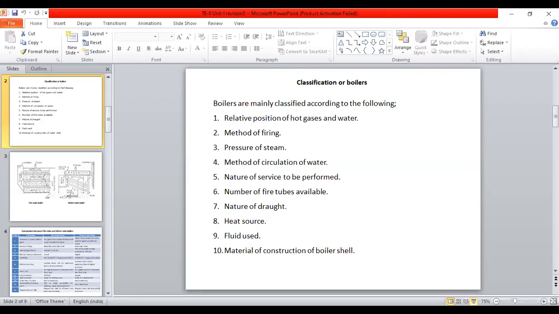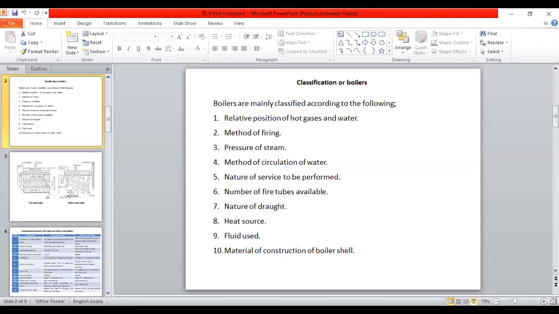The externally fired boiler has the advantage that its furnace region is simple to construct and can be easily enlarged. For example, an externally fired boiler is the Babcock and Wilcox boiler. And next one is the pressure of steam method.